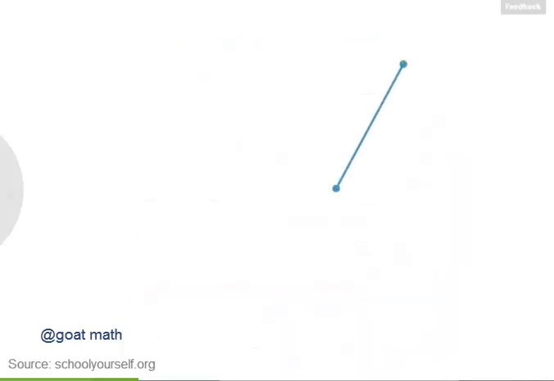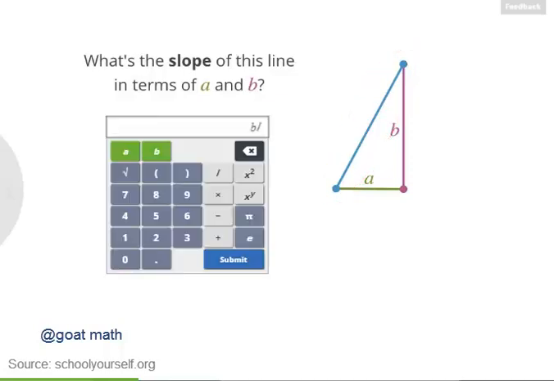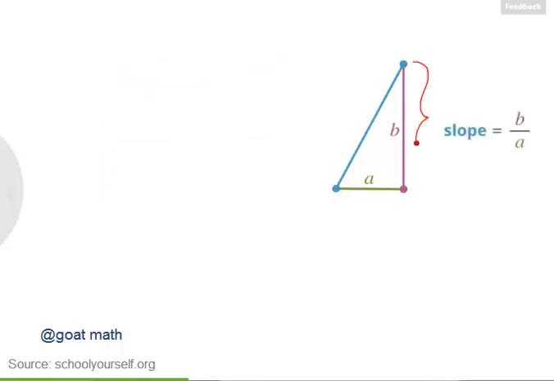Suppose you have 2 points on a line. Let's represent the horizontal distance between them as the variable a. So this distance is some number, but for now we don't know what it is, so we'll call it a. And let's call the vertical distance another variable, b. So then what's the slope of this line in terms of a and b? Right, the slope of this line is the vertical distance, b, divided by the horizontal distance, a.